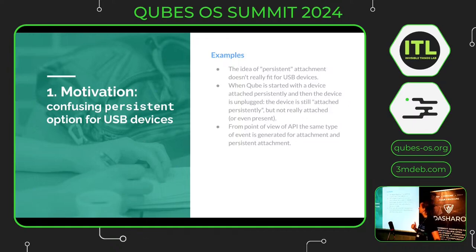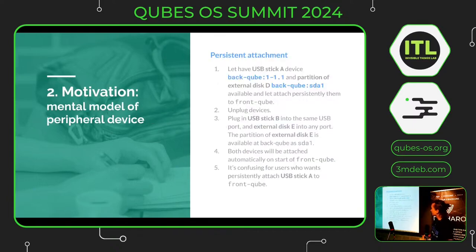And there were some problems. First of all, this persistent option was a little confusing for USB devices. It's not perfectly made for them. It works okay for PCI devices, but not for USB. For example, when the qube started with a device attached persistently, and then we unplug these devices from our computer, in the system this device is still attached persistently, but in the real world it is not even present. So it was a little confusing what happens there. And also about some internal stuff, this persistent attaching also generates some events that some new device is attached, but in fact no real device will be attached. So that was confusing.